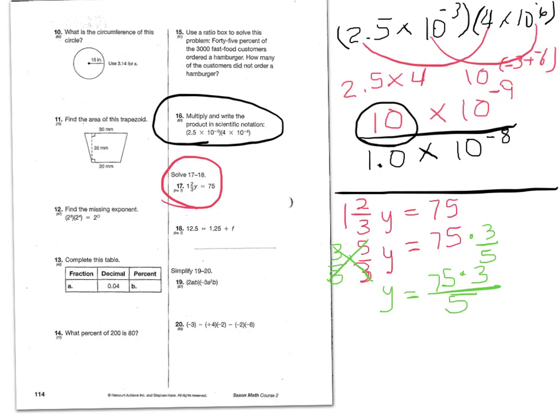Okay, well, we know that we can get a 5 out of 75, so if we take 5 out of here and 5 out of here, now 5 goes into 75. 5 goes into 7 once, with a remainder of 2, and I think that's 15, times 3 gives us 45. So y is equal to 45.